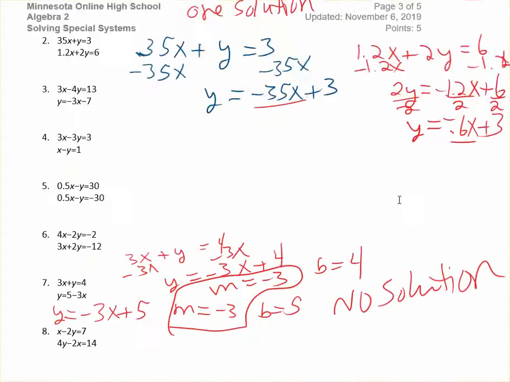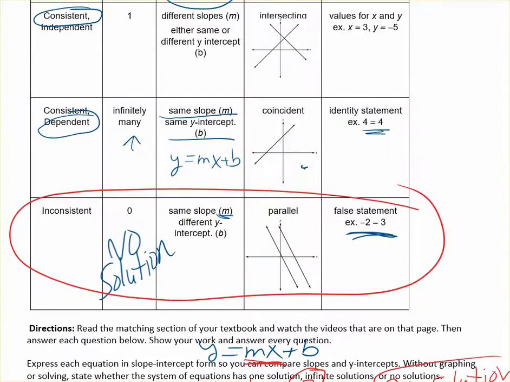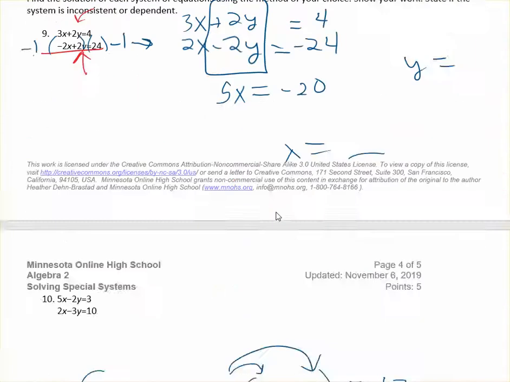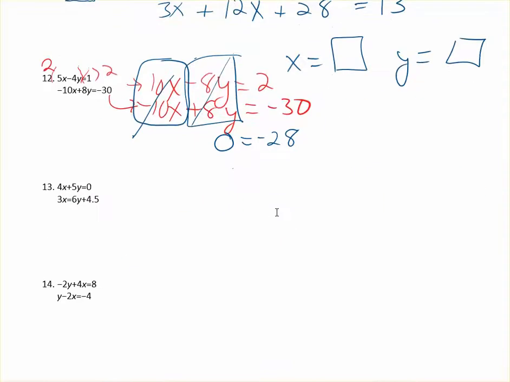Let's look back at the table. If we end up with a false statement, it's this false statement. That means that the lines were parallel and that they had the same slope and different y-intercept, that it's inconsistent, and that there is no solution. So this is inconsistent, this one we just solved, number 12. So we will write inconsistent. And I'll also write that there is no solution.